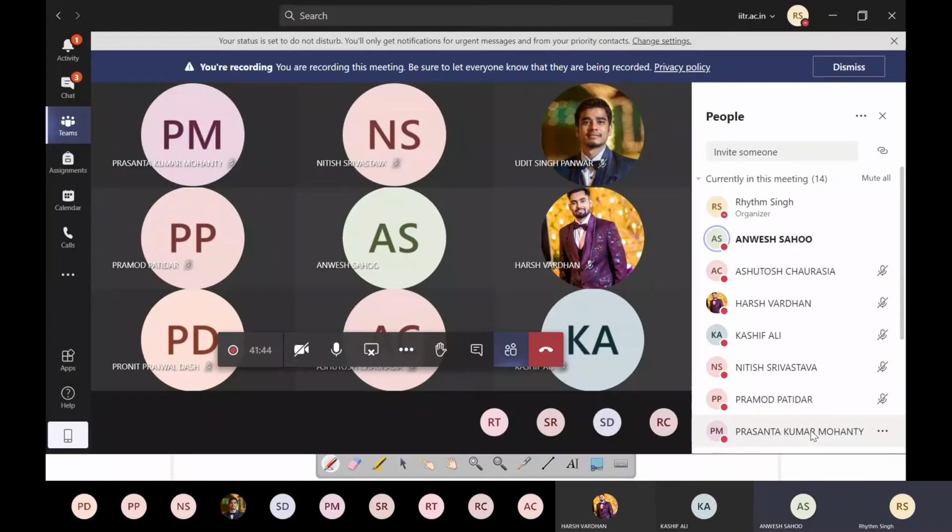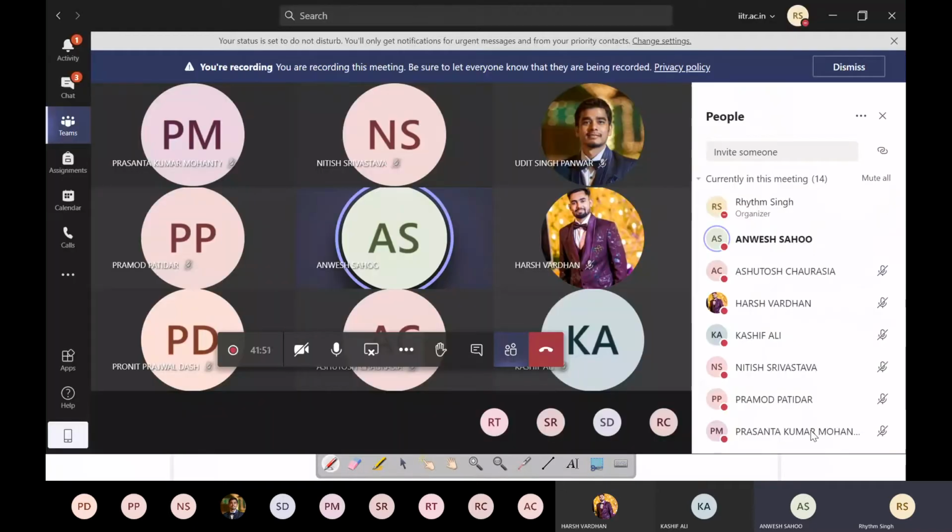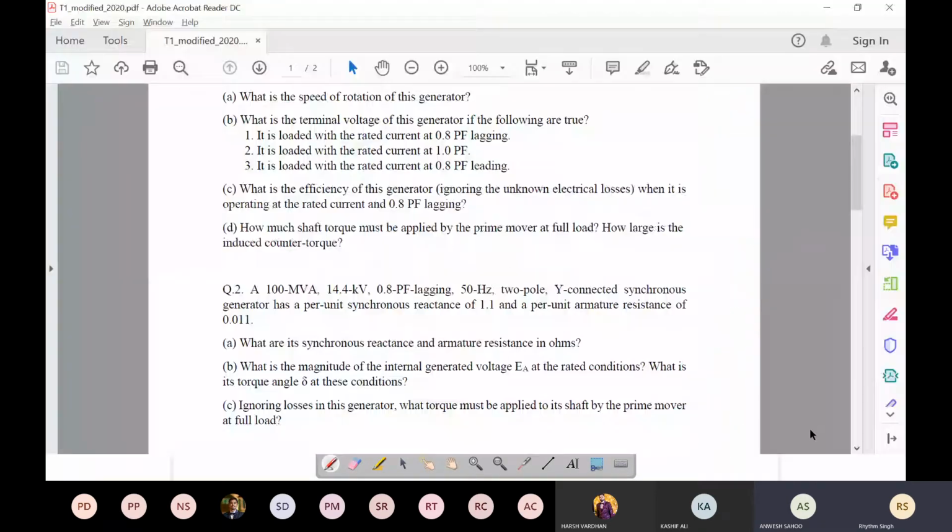Did that answer your question? Yes, sir. If nothing is given, then we need to take it as a base. Please say that again, I couldn't get that. Sir, if in the question nothing is given, then we have to take it as a base value. But which thing are you saying nothing is given? Sir, here only 100 MVA. It is not saying anything.